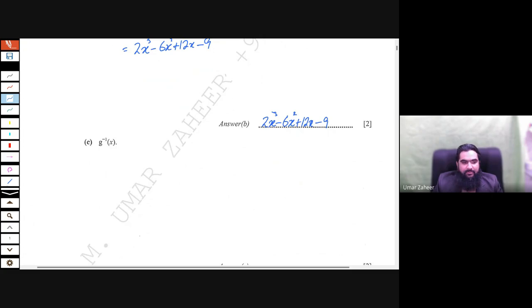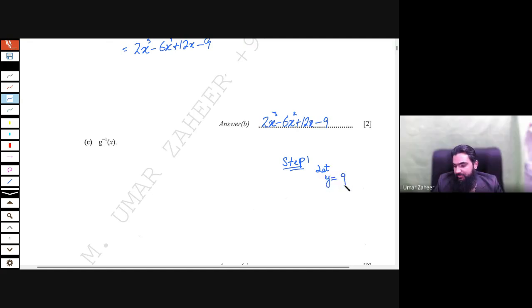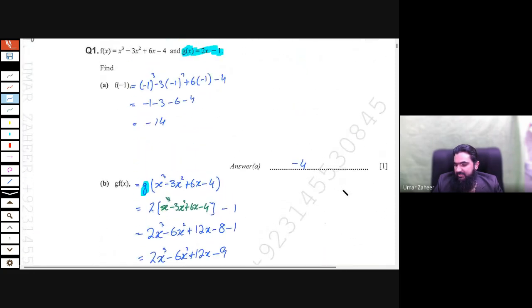In the next part, you have to find the g inverse of x. Step one: let y be equal to g of x, not inverse, because we are finding the g inverse. G of x is equal to 2x minus 1. So the equation will become y is equal to 2x minus 1.